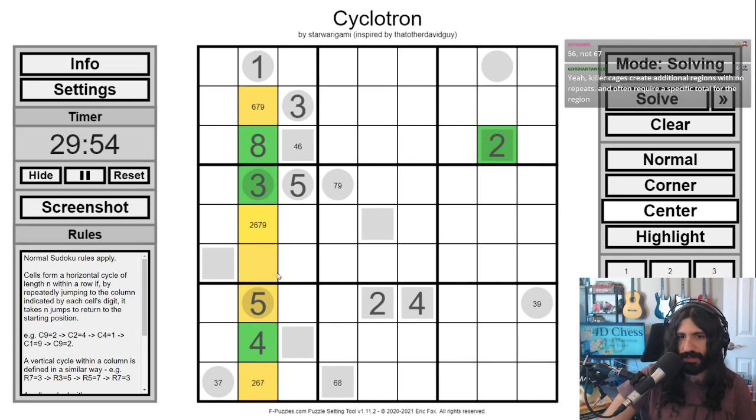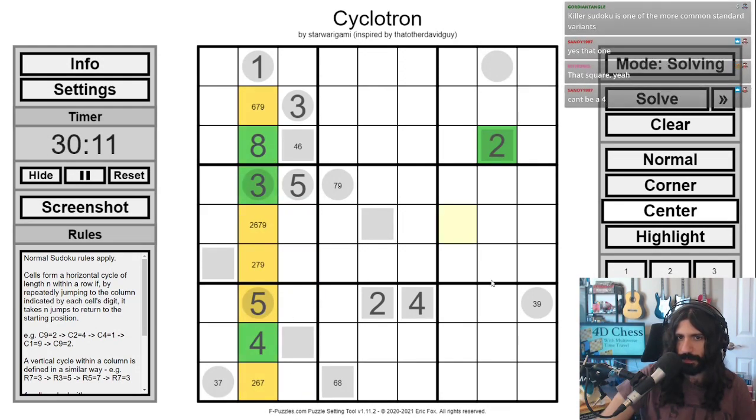Square is a six. Solve the square first, it's easier. This square? How are we so sure? This is 2, 7, or 9. Did I get all this right? Hope so.